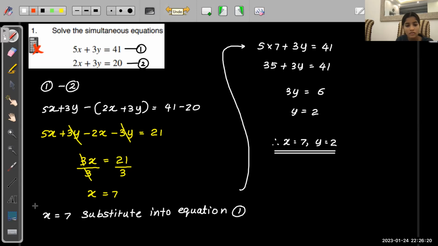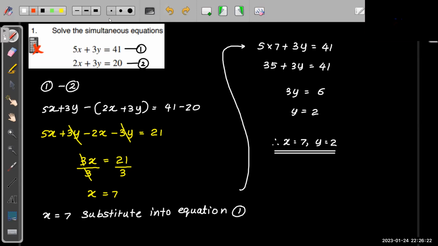Then what I did was, I used this x equals 7 on any equation you like. Doesn't matter whether you substitute it over to 1 or substitute over to 2. So 5 into 7, 35 plus 3y equals 41. If you take 35 over here, which 41 minus 35, 6. You divide it by 3, you got 2.